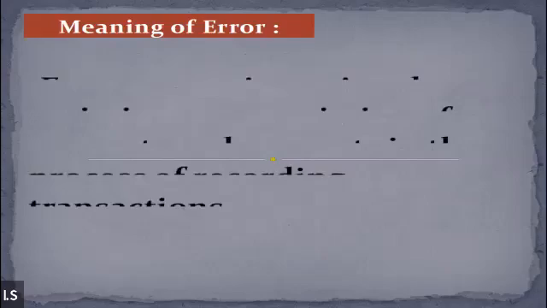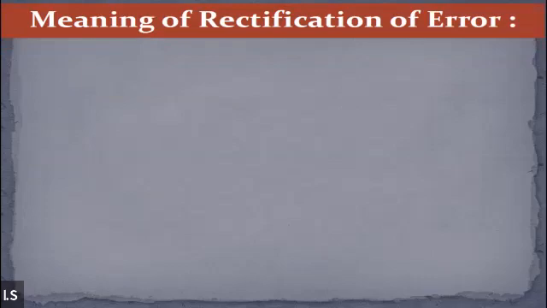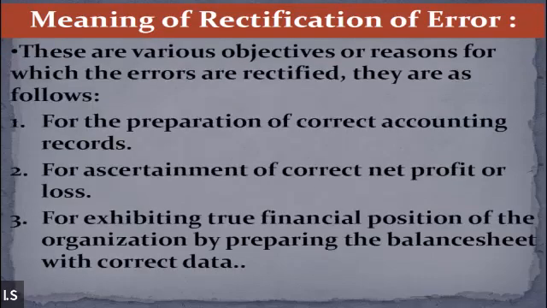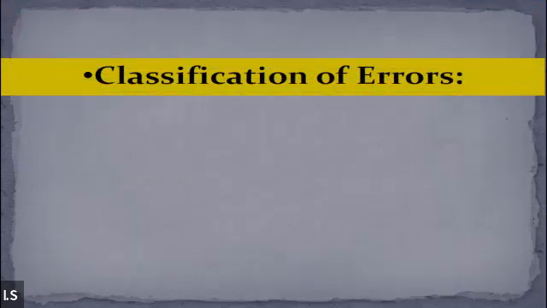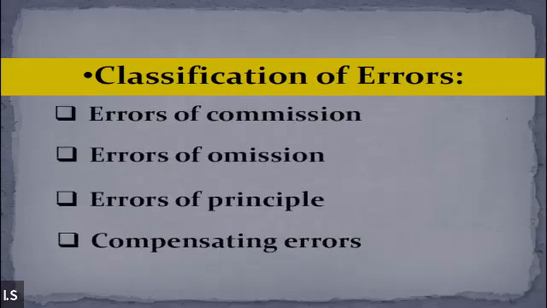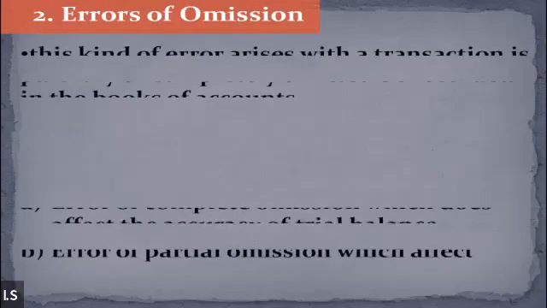Meaning of error and the rectification of error. Then we have also understood the various reasons which require the rectification. And then we have also categorized the types of errors. So we have primarily 4 errors: errors of commission, error of omission, error of principle, and compensating errors. After that, we have discussed in detail all these types of errors.